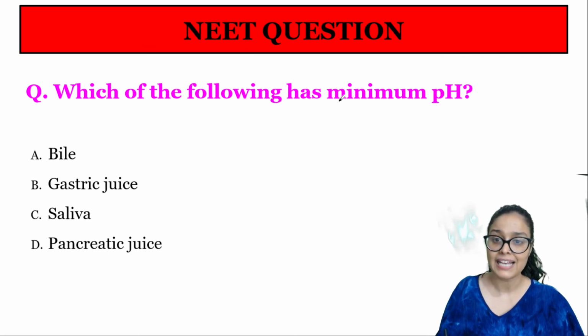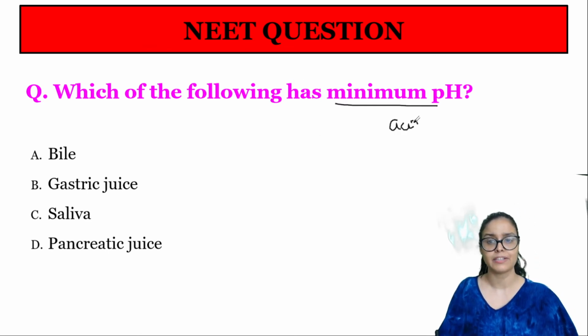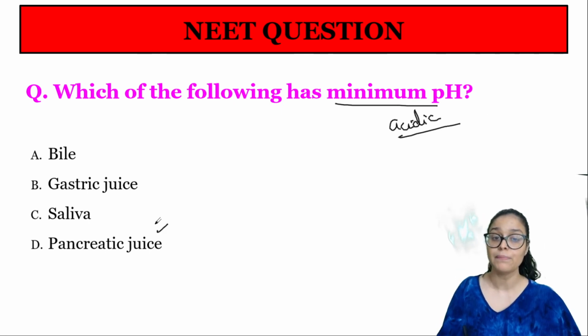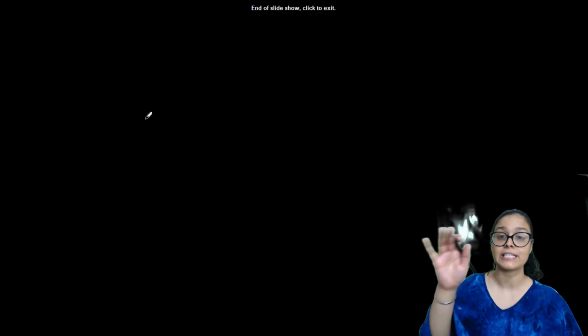So which of the following has minimum pH, means acidic pH? You know I have already told you the pH of all glands, and you will be telling me which one has the very least pH.